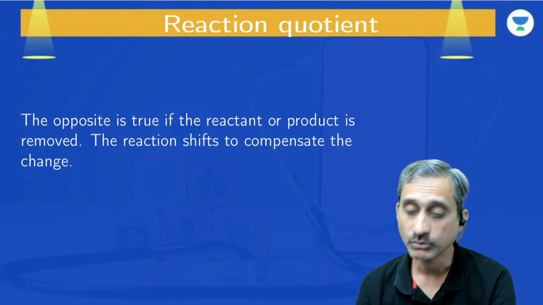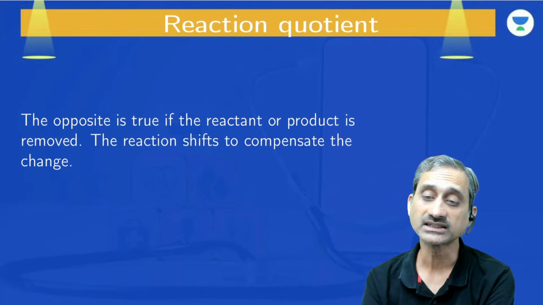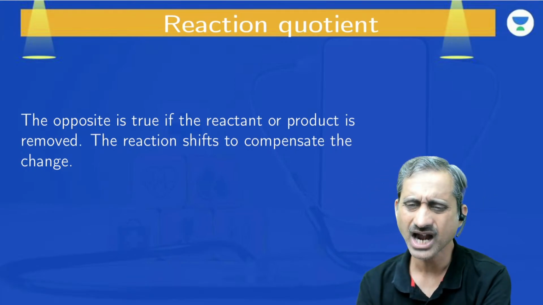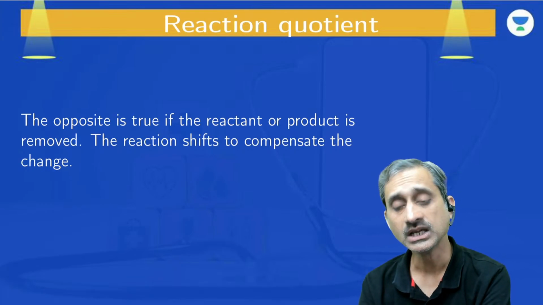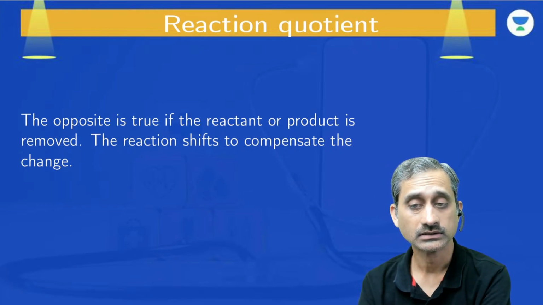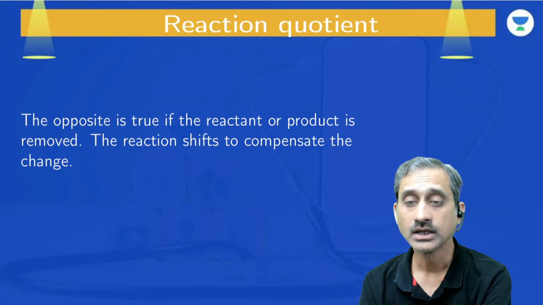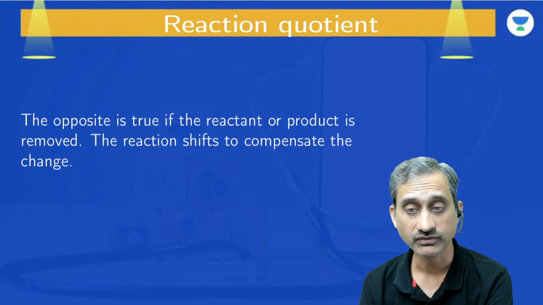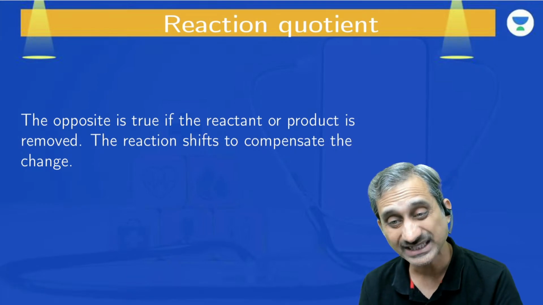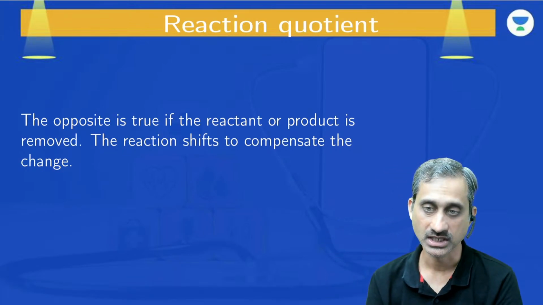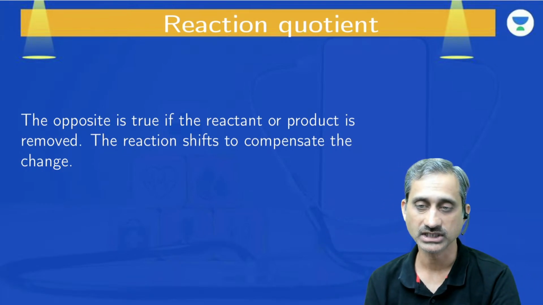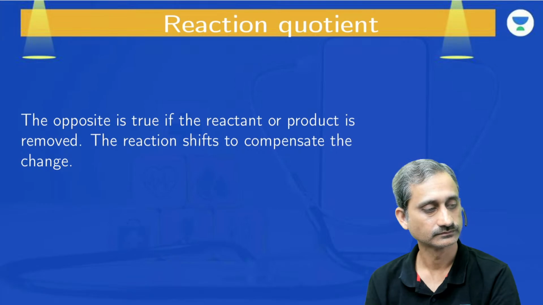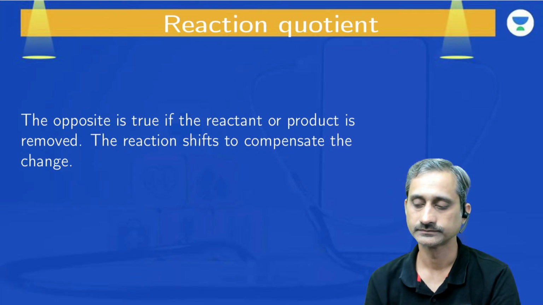Now, removal has the opposite effect. If you remove the reactant, the reaction will shift backward. If you remove the product, the reaction will shift forward. These things are to be known because in many reactions we shift the reaction by adjusting the concentration of the reactant or product, like Haber's process of manufacture of ammonia. We deliberately remove ammonia by liquefaction and we keep on increasing the concentration of hydrogen and nitrogen. So that shifts the reaction in the forward direction. Clear?